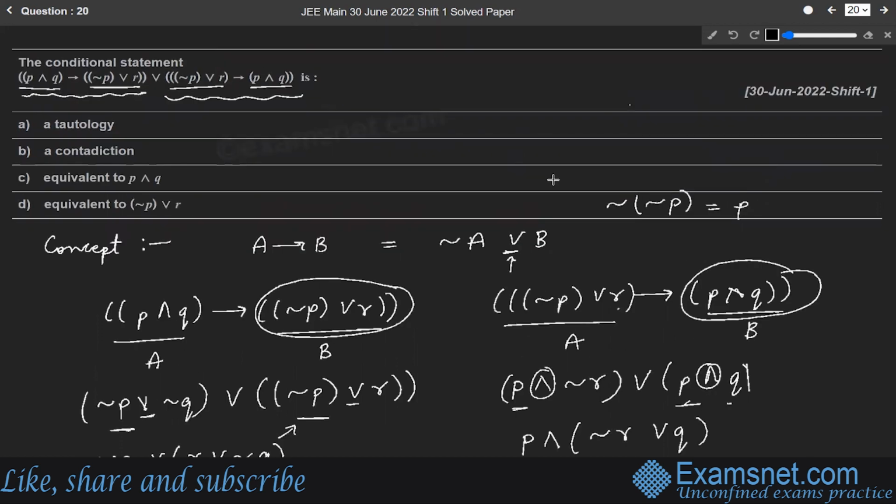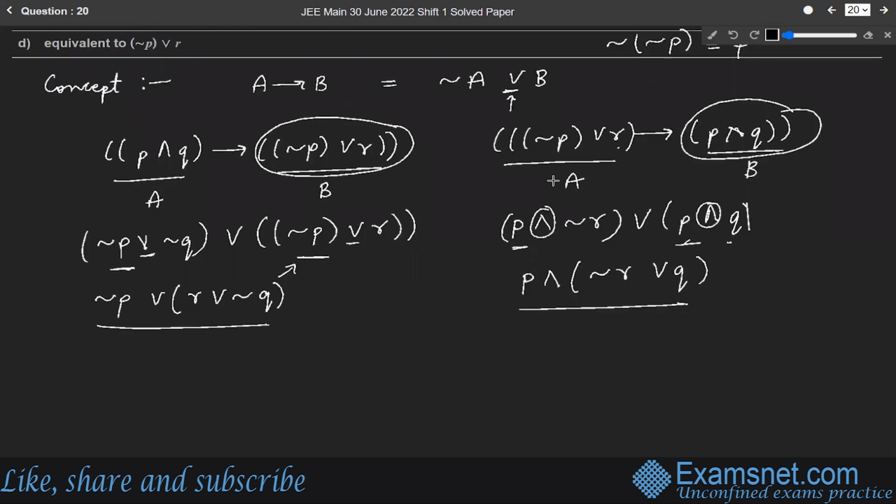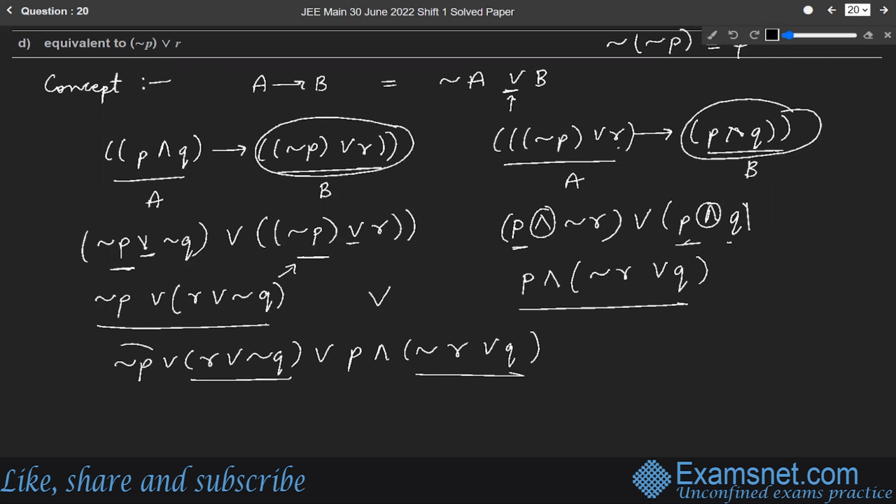Now this is the value of the first part and this is the value of the second part. We have divided this conditional statement into two parts, and in between you can see that there is a sign of OR. So the final conclusion is negation of P or R or negation of Q, or P and negation of R or Q. Okay. Now you can see that this part is the same: R or negation of Q and negation of R or Q. And here we have negation of P and here we have P. It means that this is in the form of negation of P or P.